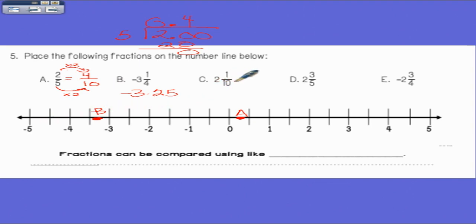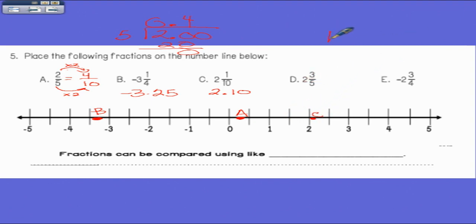Okay. 2 and 1/10. This is the exact same thing as saying $2.10. And so we're going to come over to 2. It's not to 2.50, right? 2.5. So it's going to be just a little bit in, and there is C.